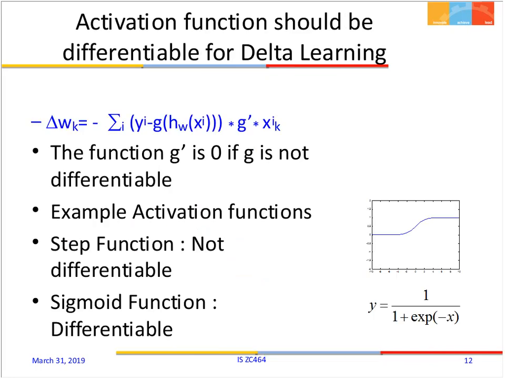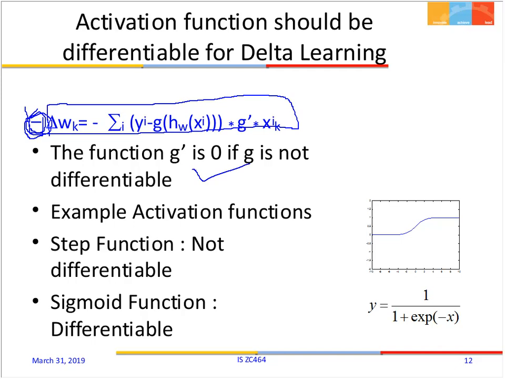So you have already seen the function for delta W, so don't get confused with this minus sign. It is only the bullet that has been used for presentation. So the function g dash is 0 if g is not differentiable. You must have studied in school that a differentiable function has to have d of f by d of x existing, right? So d of f by d of x should exist.